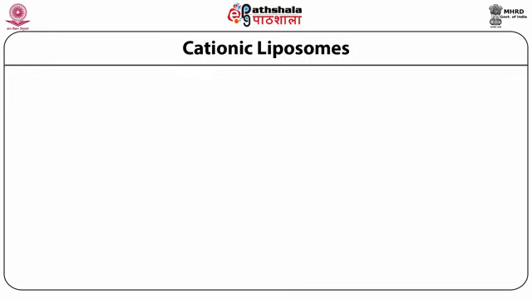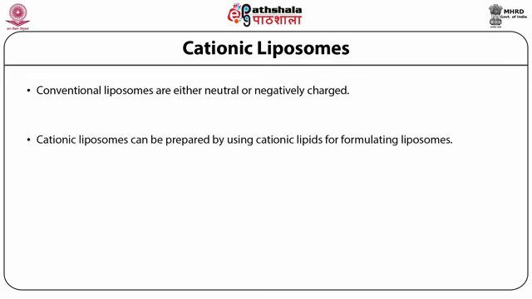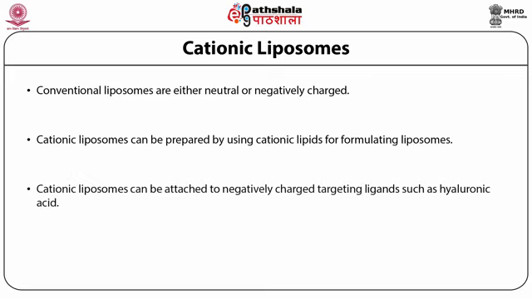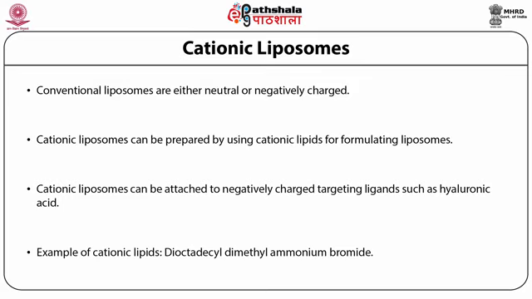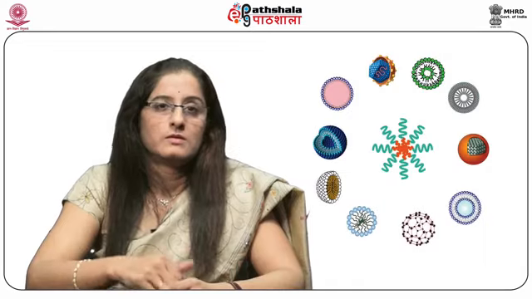Another type of liposome is cationic liposomes. Conventional liposomes are either neutral or negatively charged. Cationic liposomes can be prepared by using cationic lipids for formulating liposomes. Cationic liposomes are formulated to enable the attachment of negatively charged targeting ligands such as hyaluronic acid. Dioctyl decyl dimethyl ammonium bromide is an example of a cationic lipid.